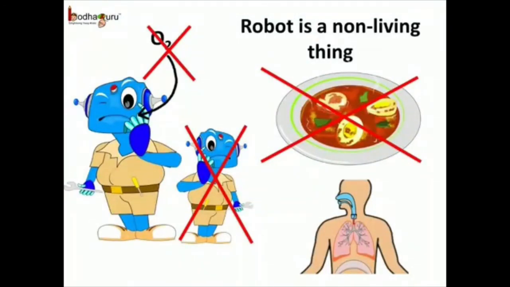A robot can move and may also look like a human being, but it doesn't need to eat food as it runs on electricity or on battery. It also doesn't need to breathe like us or the other living organisms. So it's a non-living thing. Hence, a robot cannot give birth to a baby robot, as only living things can reproduce.